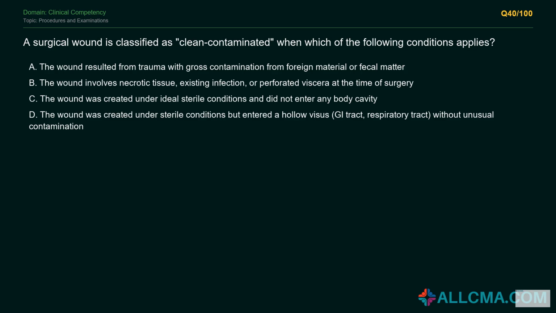Question 40. A surgical wound is classified as clean contaminated when which of the following conditions applies? Option A. The wound resulted from trauma with gross contamination from foreign material or fecal matter. Option B. The wound involves necrotic tissue, existing infection, or perforated viscera at the time of surgery. Option C. The wound was created under ideal sterile conditions and did not enter any body cavity. Option D. The wound was created under sterile conditions but entered a hollow viscus, GI tract, respiratory tract, without unusual contamination.